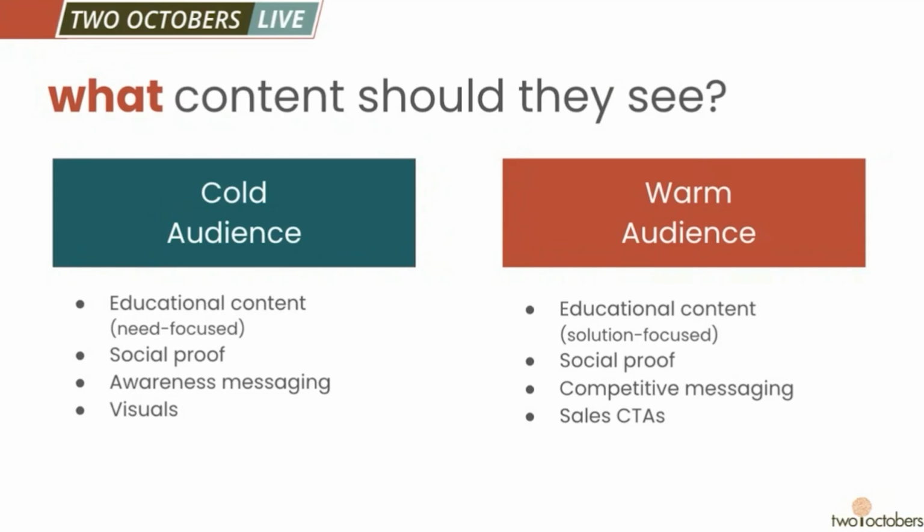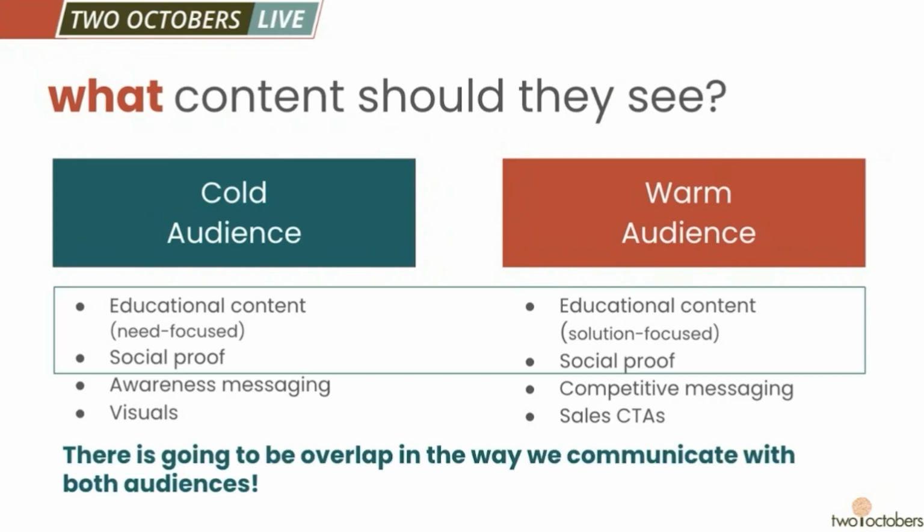With warm audiences, educational content that is slightly different from that need-based content, but that's solution-oriented. We're solving a problem for the person in question. Social proof is also a part of this, and competitive messaging. Remember, those warm audiences might already know something about your competitors, but they want to find out what's different about you. So, being able to position your brand and the solution that you offer is very important for that warm audience to differentiate you. And then sales CTAs, making sure they know what they're going to get at the other side of this transaction or engagement.